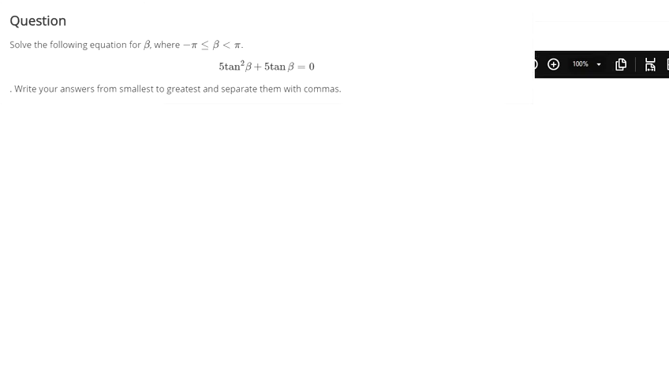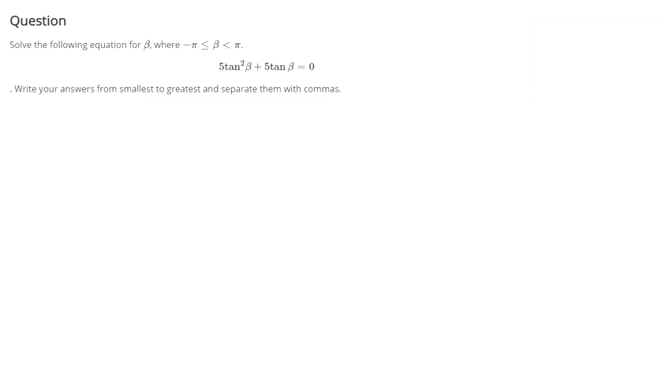So let's solve this equation. Tangent squared beta equals 1, given that negative pi is less than or equal to beta, which is less than or equal to pi. So we need something between negative 180 and 180 degrees. So we've got to consider the negative options.